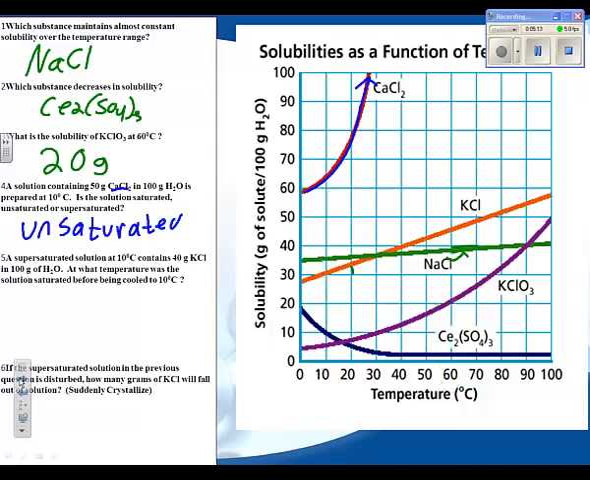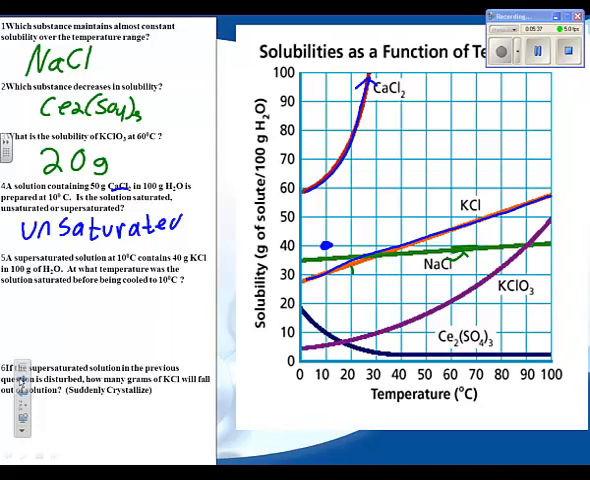Okay. Number five, a supersaturated solution at 10 degrees Celsius contains 40 grams, and so on. At what temperature was the solution saturated before cooling to 10 degrees Celsius? So we've got 40 grams at 10 degrees Celsius. We'll do this one in blue again. Here's our dot right here. We're dealing with potassium chloride, which is the orange line. We see that the dot is above the line, so that's supersaturated.